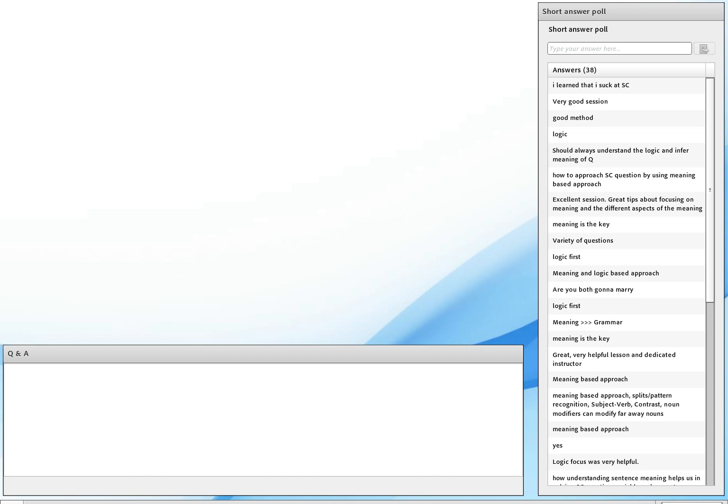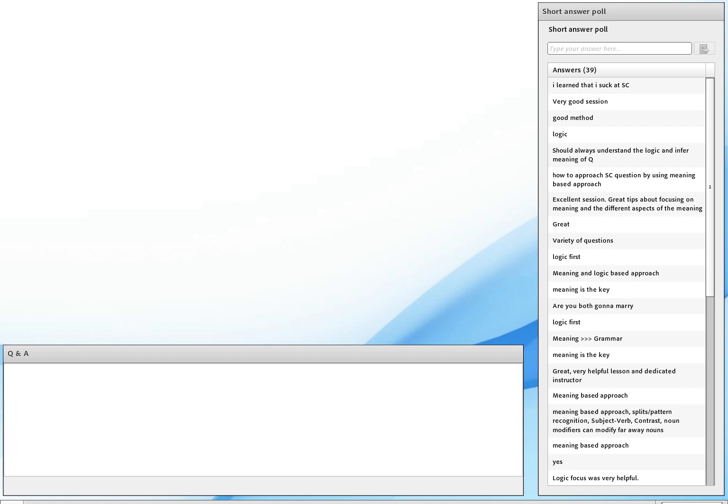Splits method doesn't work a lot of. Splits method is actually not a method that's designed for SC. It's a method that people use to sell you tricks, which, by the way, seem very easy to sell, but really are not so easy to execute, or don't work on the real test.